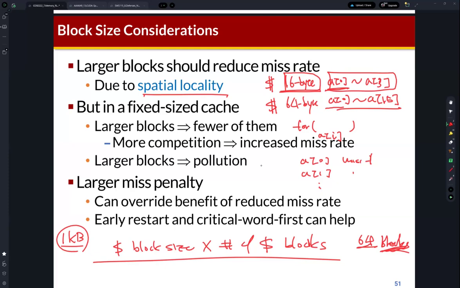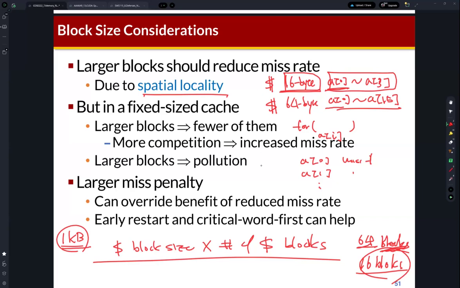right? But for the same size of the cache, if the cache block size is 64 byte, then this cache will include 16 blocks. So what does that mean? Obviously, for the same size of the cache, if we increase the cache block size, then the number of cache blocks is decreased. Because the size of the cache is equal to the number of cache blocks multiplied by the size of a single cache block, right?